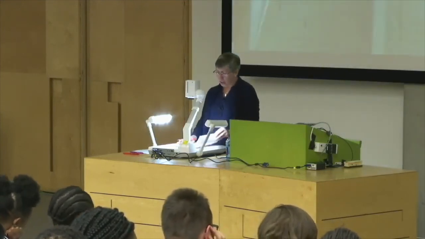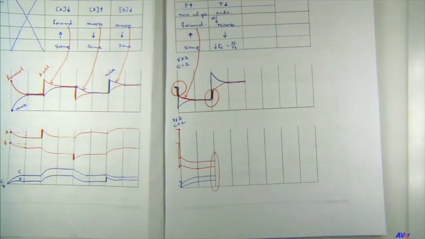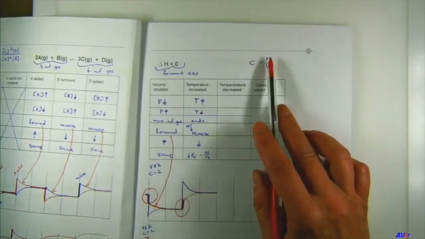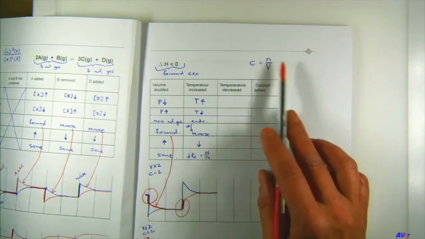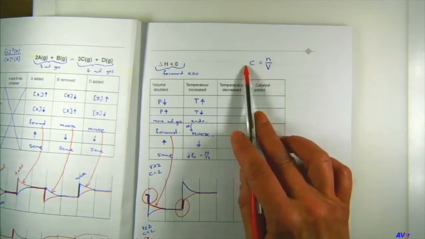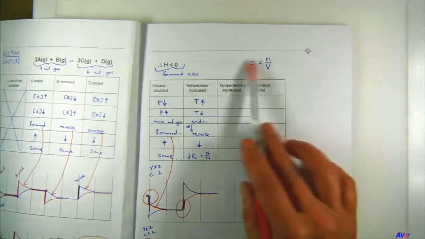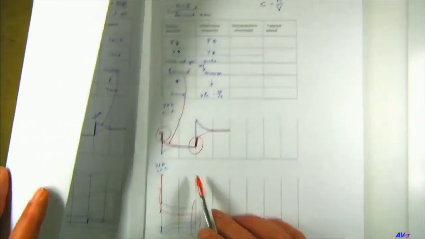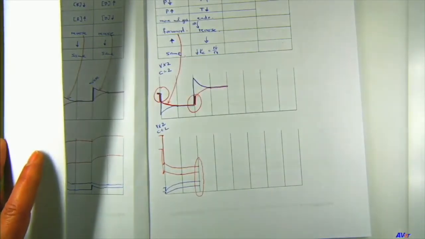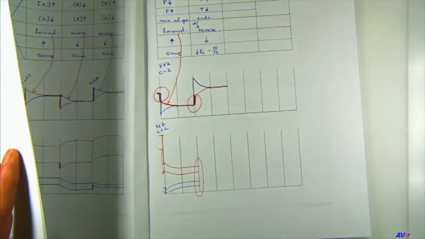Right, let's draw the concentration graph. What's happening at that moment? Now with the previous ones, we either added or removed something which changed the concentrations, or we changed the volume which changed the concentrations. This time we're changing temperature. What's happening to concentration at that moment? Nothing. It's staying constant. No change at that moment, right?